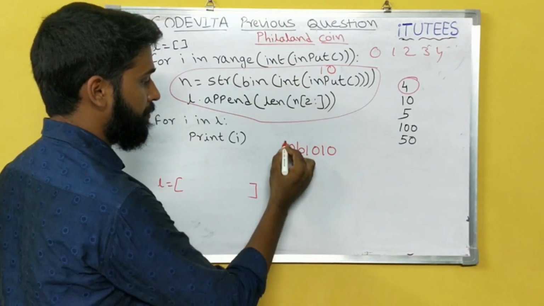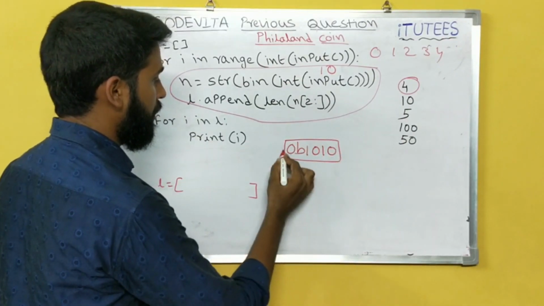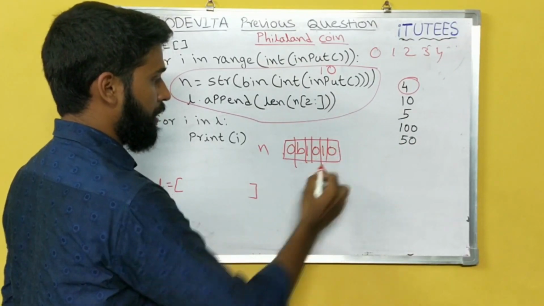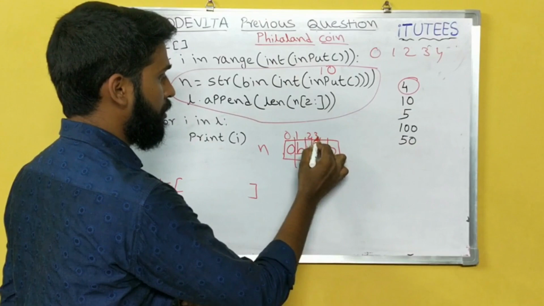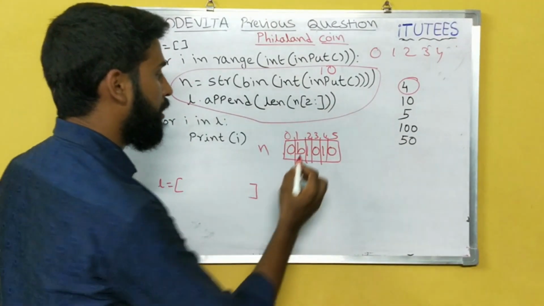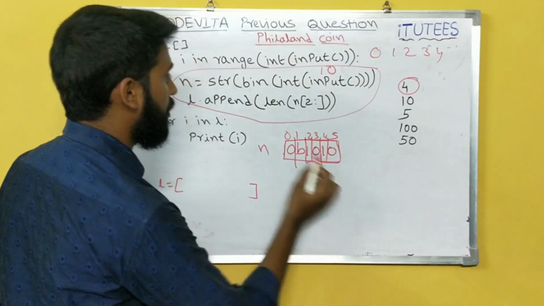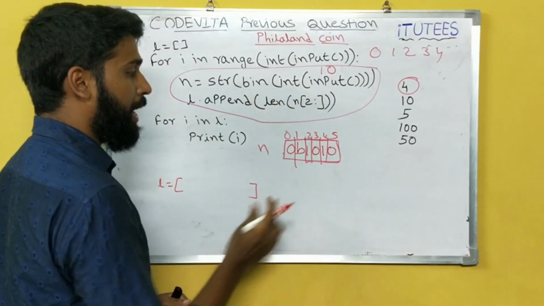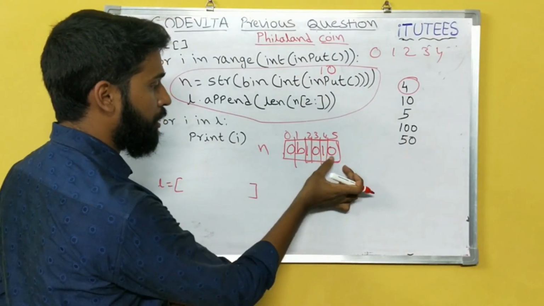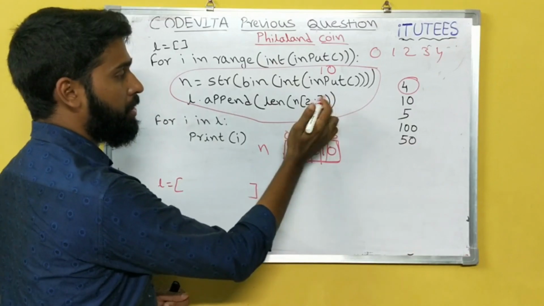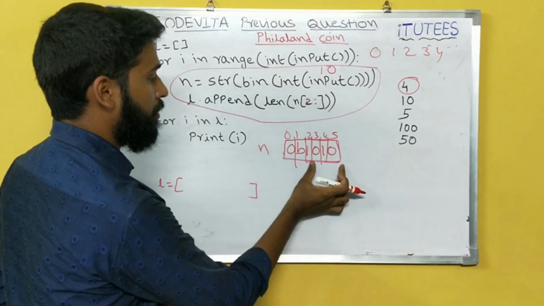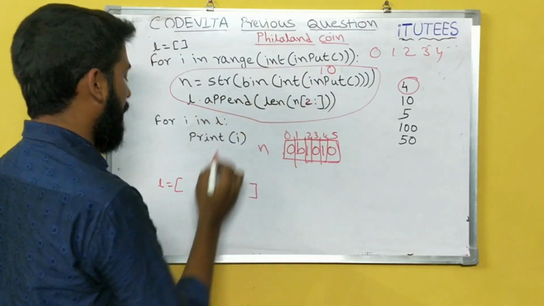So this is the N. It's a string, indexed 0, 1, 2, 3, 4, 5. In this, the binary digits are from index 2 to 5: 1, 0, 1, 0. So I can append the length of this part. What is the length of this part, from the second location to the last location? 1, 2, 3, 4. So that is appended to the list.